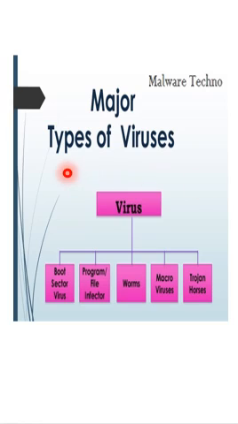Now students, we will discuss the different types of viruses. First is your boot sector virus. Next is your program or file infector virus. Next is worms, macroviruses and Trojan horses. Now we will discuss these viruses one by one. Let's start with boot sector virus.